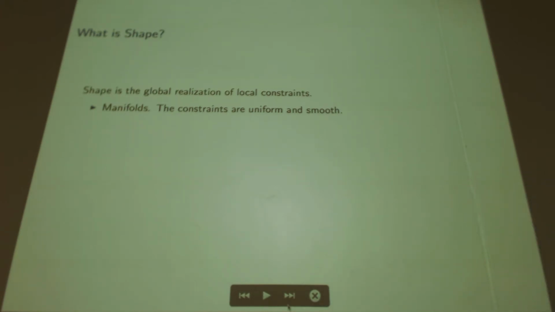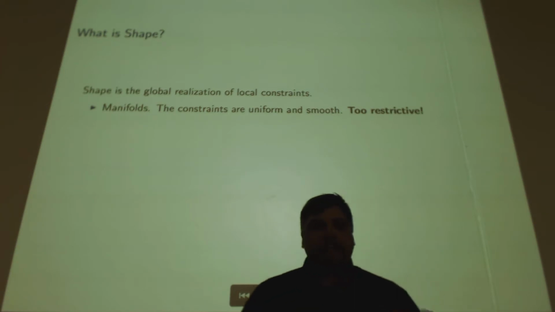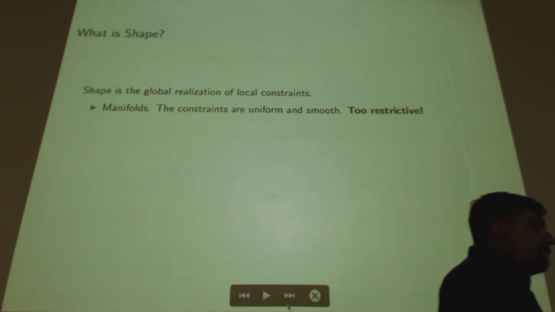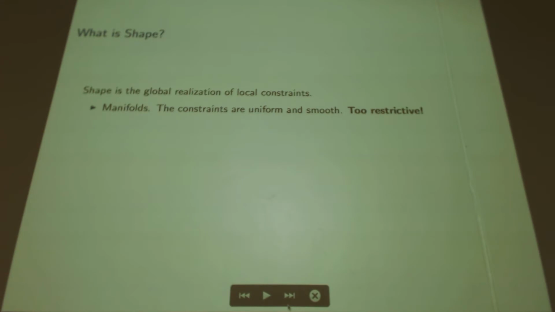For a manifold, the constraints are uniform and smooth over the surface. And I'll point out that this is too restrictive. I really want to get this out there, because people talk about the manifold hypothesis, or whether there are manifolds, can we detect manifolds? And we just don't see a lot of manifolds in actual data problems. So you don't want to build your techniques of discovering shapes around this very restrictive class of shapes.